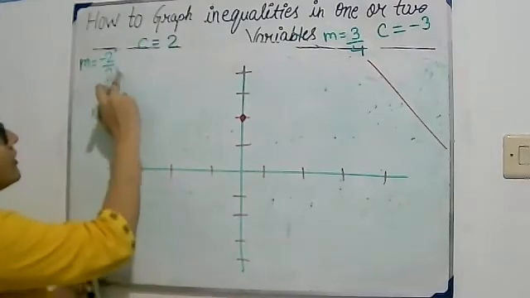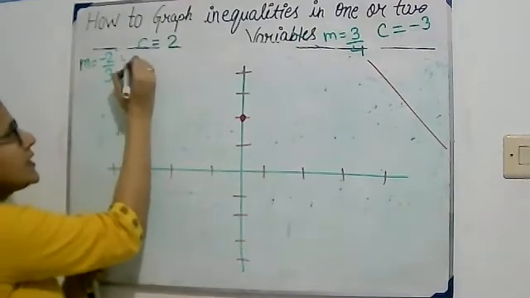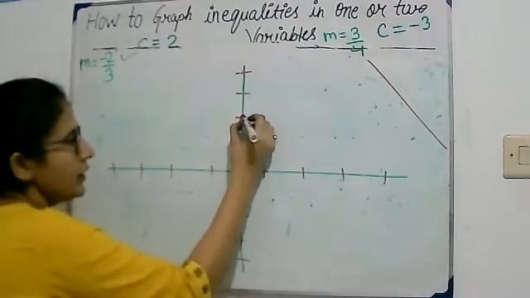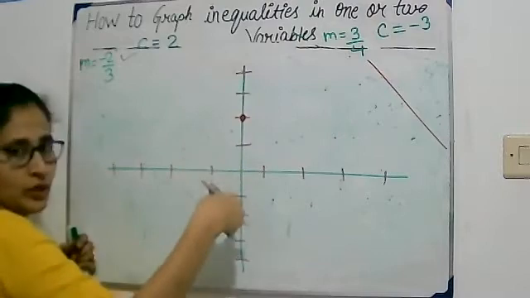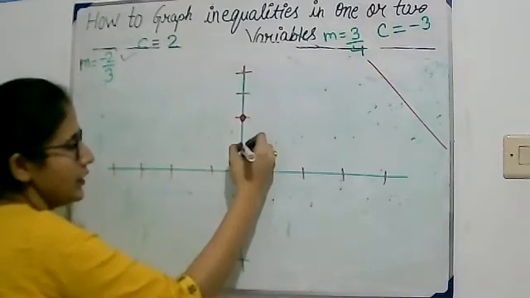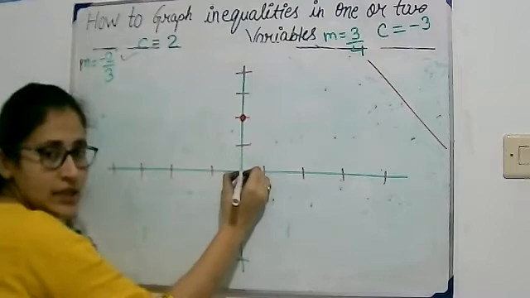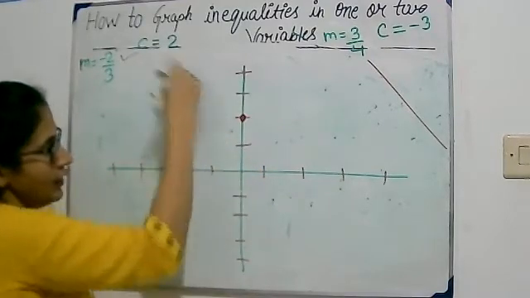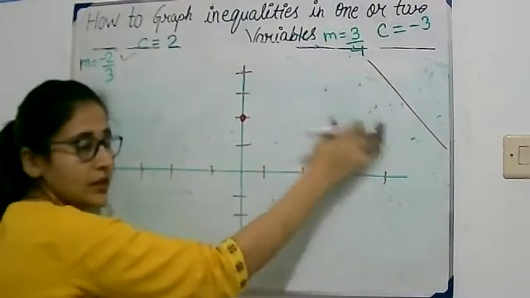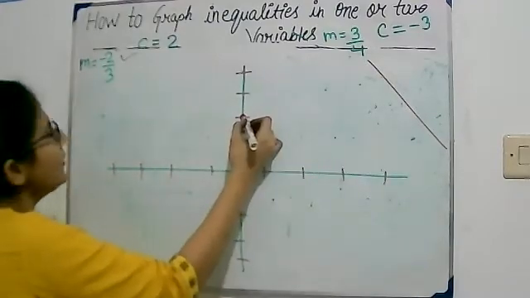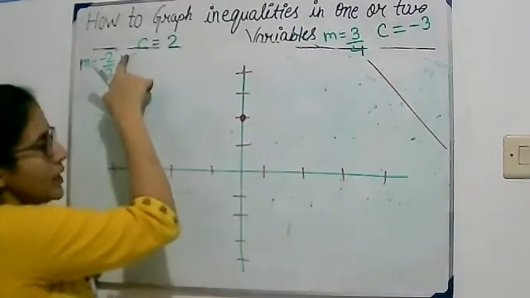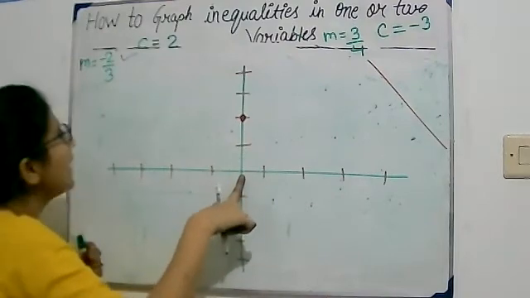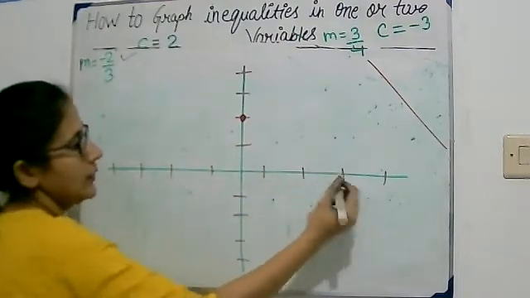So now next, this is -2/3. So rise is -2 and run is 3. From this point, go downward 2 units, 1, 2. 3 is the run. Because the line will be like this. Be careful because it is negative. So the line will be like this. So -2, 2 is the rise. So rise 1, 2. Run 3: 1, 2, 3.